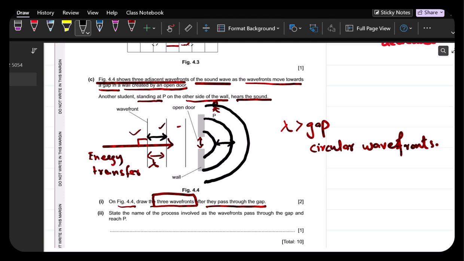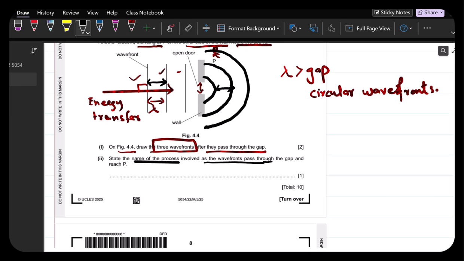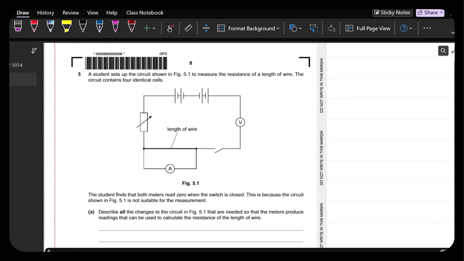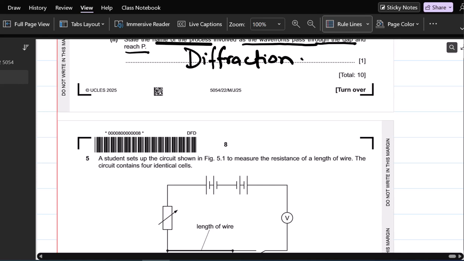So moving towards next, part 2, state the name of the process involved as the wave fronts pass through the gap and reach P. So this is basically a process of diffraction. So we are done with this question. So moving towards the next, question number 5.